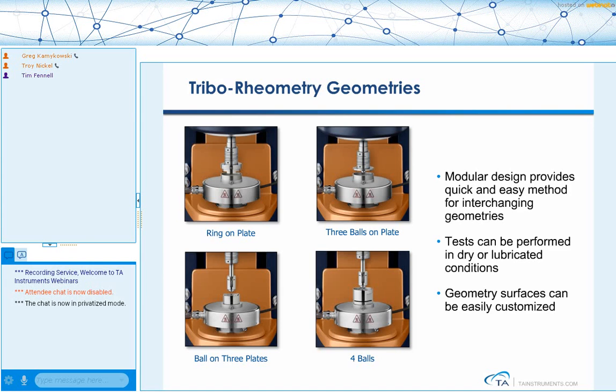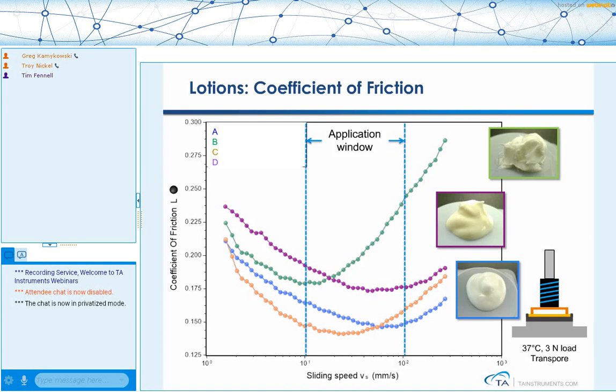One of the things that has become more popular in characterizing lotions, as well as food, is tribology, which is the study of the wear and lubrication of materials. The idea is that the tribology testing will correlate with sensory appeal. So here are the different geometries we have for tribology. It's ring on plate, 3 balls on a plate, ball on 3 plates, 4 balls, and you can use whichever is the most convenient for us to work with.